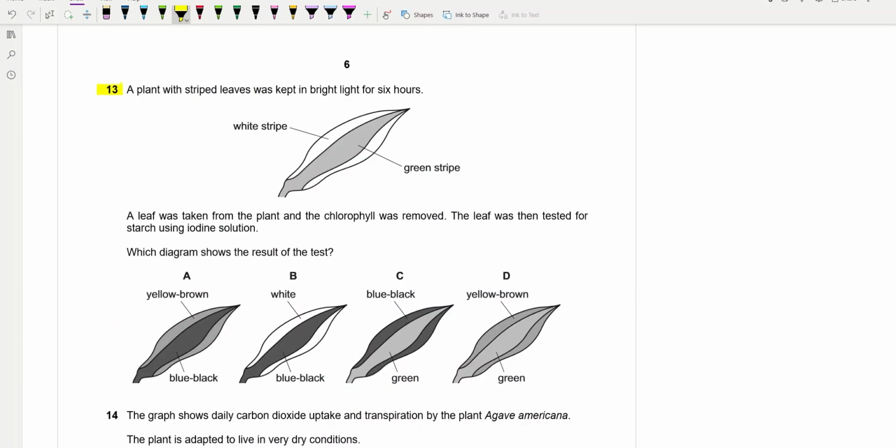Question number 13. A plant with striped leaves was kept in bright light for 6 hours. White strip and green strip. A leaf was taken from the plant and the chlorophyll was removed. The leaf was then tested for starch using iodine solution. Which diagram shows the result of the test? So the white strip would turn yellow-brown and the green strip would turn blue-black as the starch is present. So the correct option would be option A.